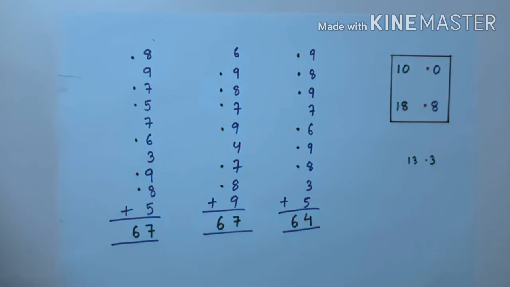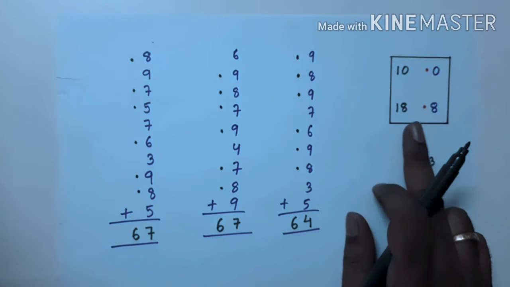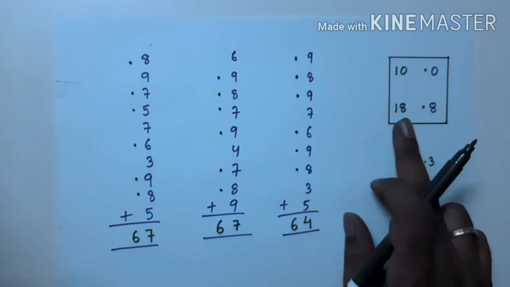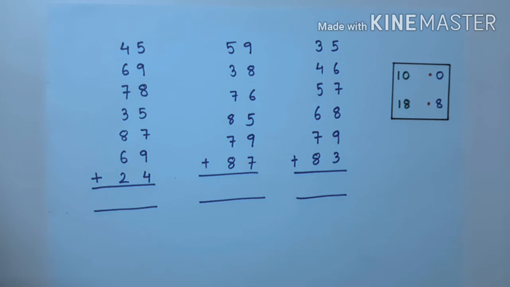64. So in this way we can add any number of digits here. Just we have to remember this one. So 10 is dot 0 up to 18. 18 means dot 8. Now let's take some 2-digit numbers and do the additions. Using the same method, we'll do it.